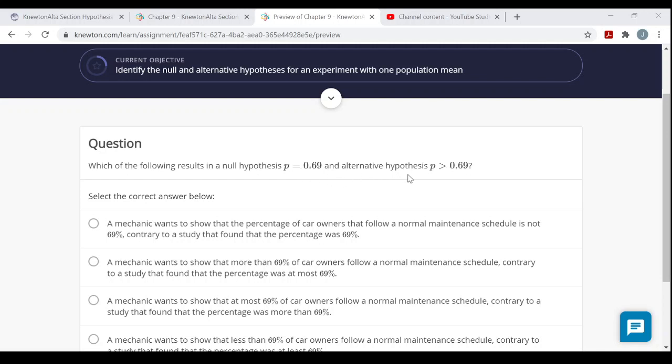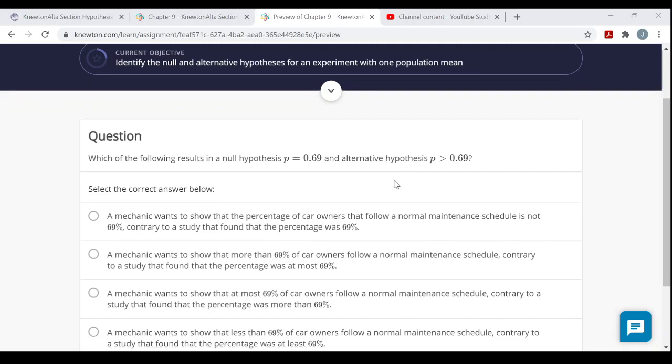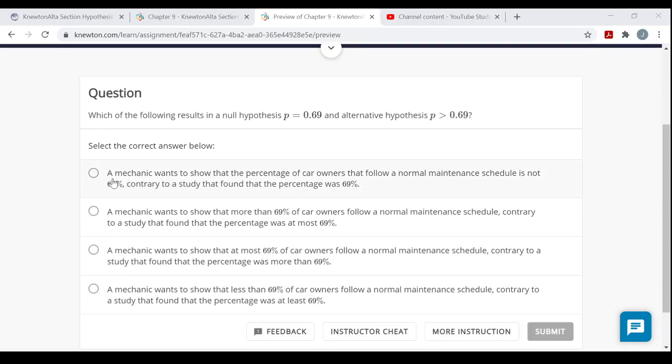And the alternative hypothesis of p is greater than 0.69. Alright, so let's read through these. So here, a mechanic wants to show that the percentage of car owners that follow a normal maintenance schedule is not 69%. That would be that p is not equal to 0.69. So the alternative hypothesis would be p is not equal to 0.69, not just greater than. So this particular scenario wouldn't give me these hypotheses.